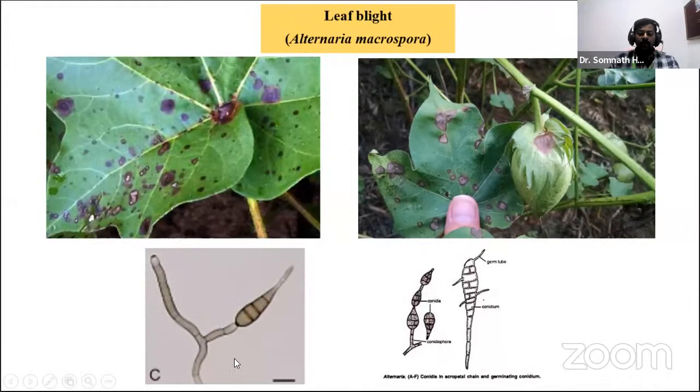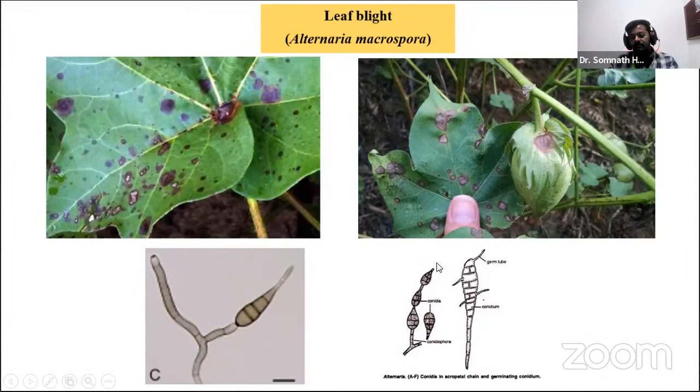These are the conidia of Alternaria. These are septate conidia, and this is the conidiophore, which is septate. This is the fashion of conidia arrangement of Alternaria, which we call acropetal succession. Acropetal succession means the older conidia are at the base and the younger conidia are at the top. There are two terms, acropetal succession and basipetal succession. In basipetal succession, the younger conidia are at the base and the older at the top.